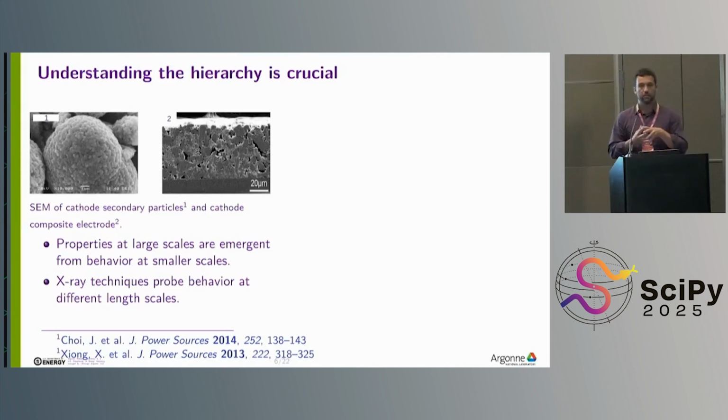Those form these 10 micrometer secondary particles, which you can see on the left. And then those form a composite electrode with carbon and binder. And that's what the final form of the battery cathode typically is.